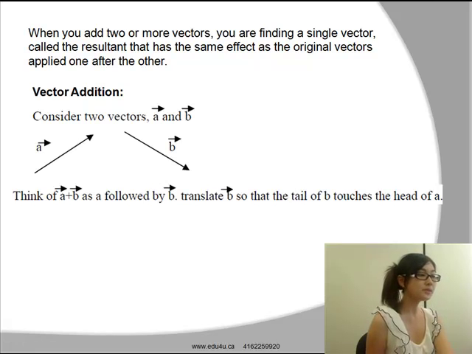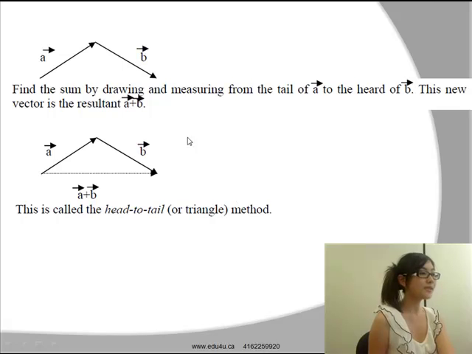So what we do is we use A and we do the head-to-tail technique. The head being the little triangle, the tip of the arrow, and the other end would be the tail. So we use the head of A and we attach it to the tail of B. And that will look something like this.